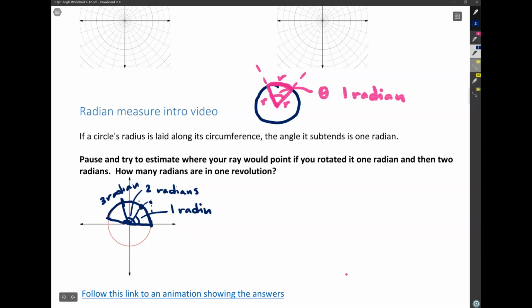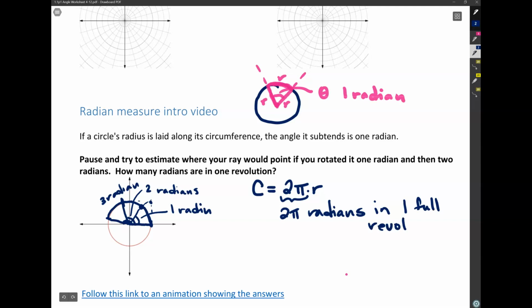Okay, so this becomes a really important question here. How many radians are in 1 revolution? To reword that question, what we're really asking is, how many times can you wrap the radius around the outside of the circle? And that's actually a fact that we know, even though we might not have worded it that way before. We know that the circumference of a circle is 2 pi times the radius. Again, we're just rewording that a little bit. The circumference of the circle is the radius wrapped around 2 pi times. So there are 2 pi radians in 1 full revolution. If you go all the way around, you get 2 pi radians.